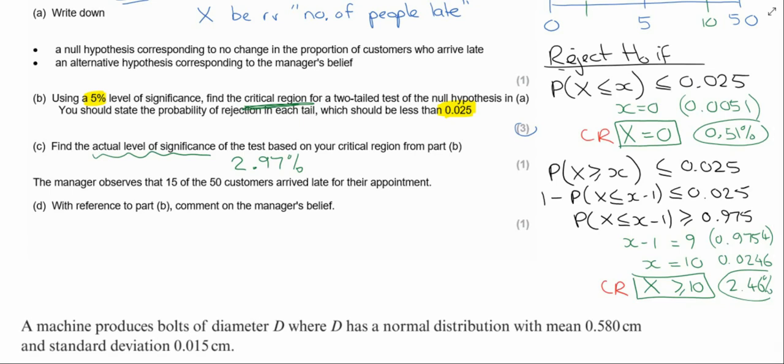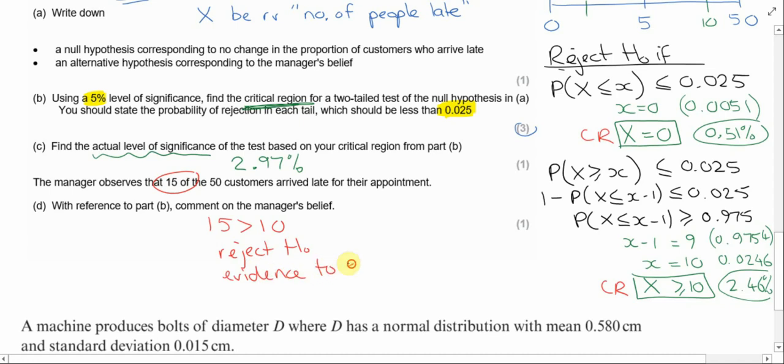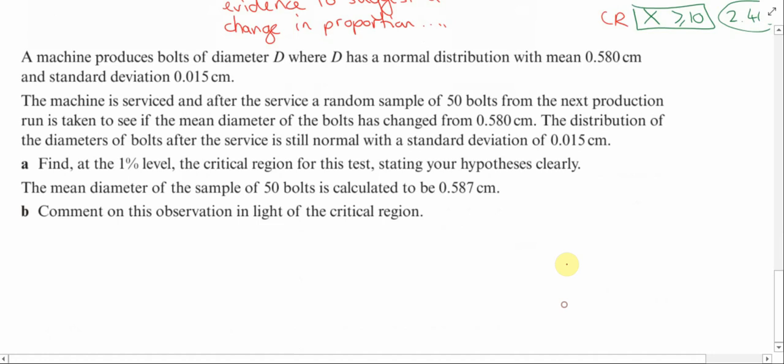Okay, so nice and simple. We have 15. 15 is greater than 10, so therefore reject H0. And you'd have to say there's evidence to suggest a change. Was it change? Yes, a change in proportion of people being late, so I'll let you fill the rest of it. Okay, on to the final one.